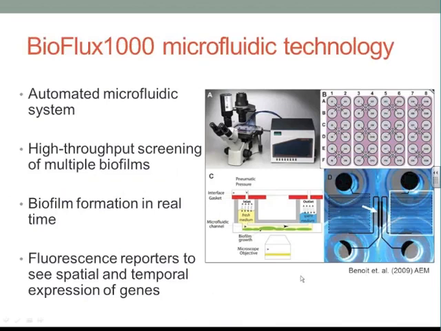So this is why everybody's here, I'm assuming, is to know a little bit more about the BioFlux1000 microfluidic technology. And I've just included a couple slides in here just to talk about how we use it, the way I go about setting up my biofilm, and the real utility of the system and what we're getting out of it.